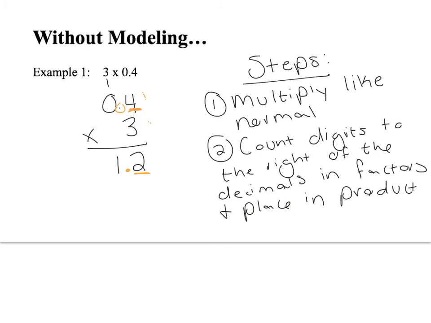To write these out in steps, step 1, you're going to multiply like normal. So you're going to treat these two numbers like they're normal whole numbers. So basically 3 times 4. Then step 2, you're going to count the digits to the right of the decimals in the factors. So here we have 4/10 and 3. 4/10 has 1 digit to the right of the decimal. There are none here. So you have 1 total. And you're going to place that decimal in the product so that you have 1 digit to the right of the decimal, just like what we did from our problem originally.